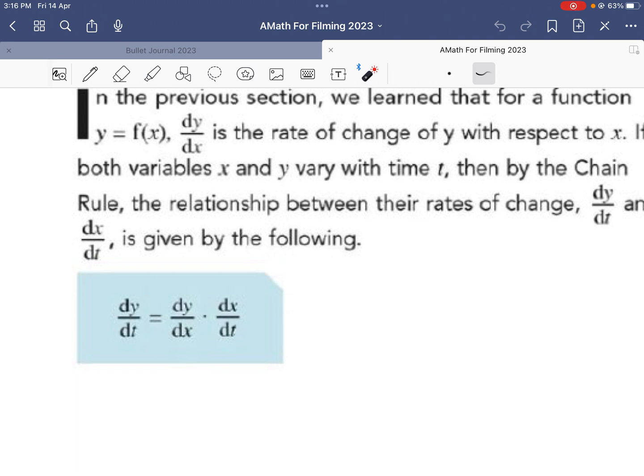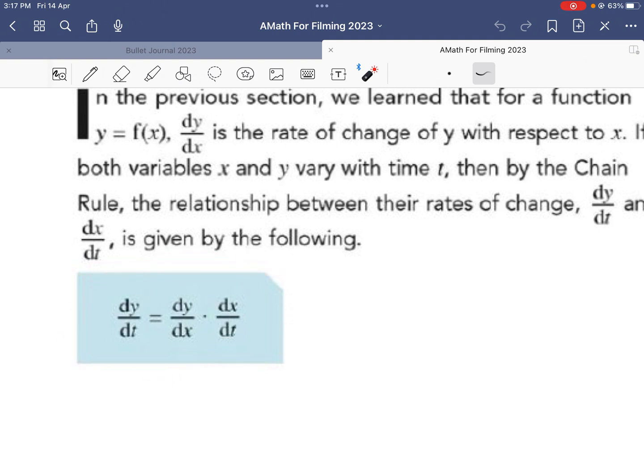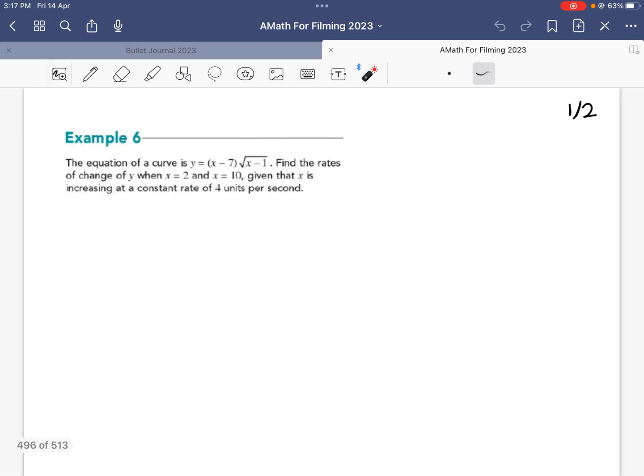What we actually know is that the rate of change of y with respect to time is the rate of change of y with respect to x multiplied by the rate of change of x with respect to t. This is a relationship you need to be able to form in order to solve questions involving connected rates of change. I will go into an example now to help you with this.